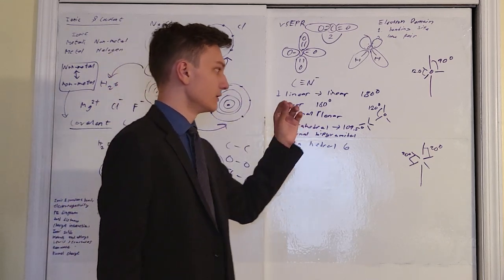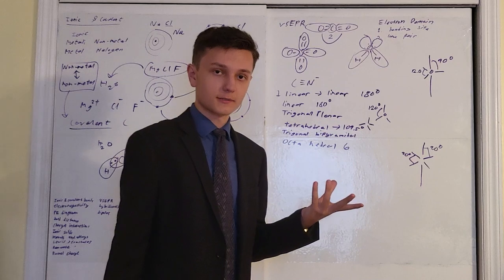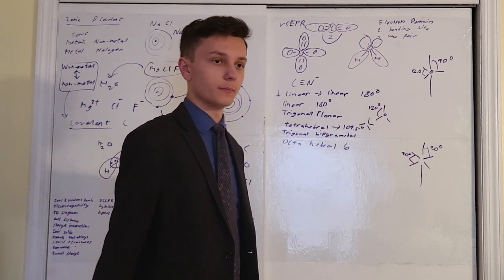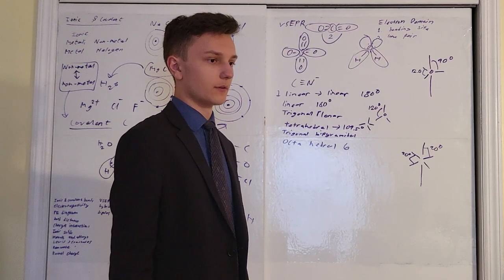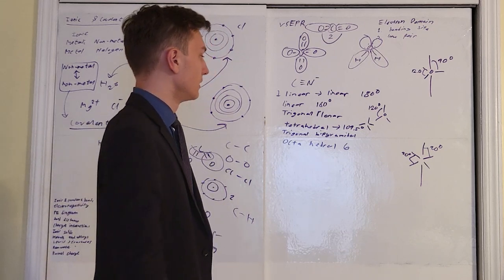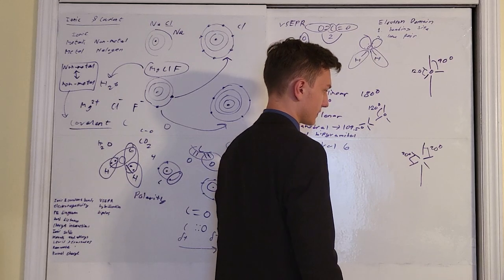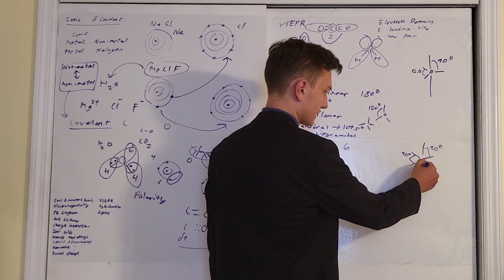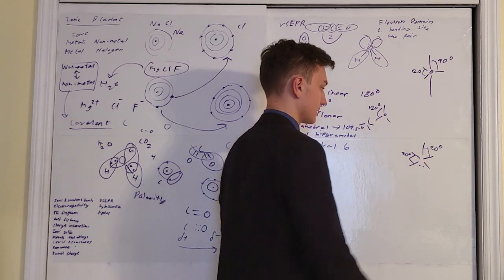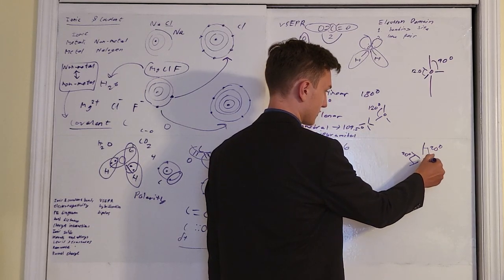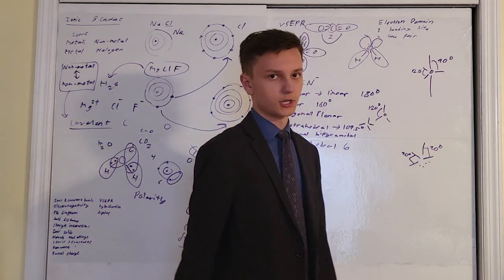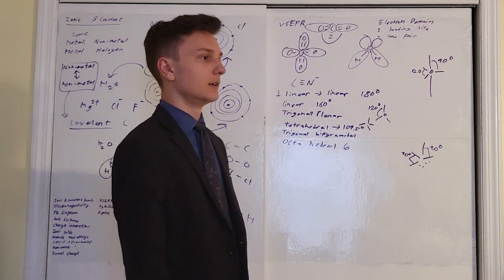and you need to memorize the angles between the electron domains, or what's commonly referred to as the bond angle. The only good thing is, let's look at octahedral, for example. If I took one and replaced it with a lone pair, bond angle doesn't change. If I took a second one, replaced it with a lone pair, bond angle doesn't change. It's still an electron domain.